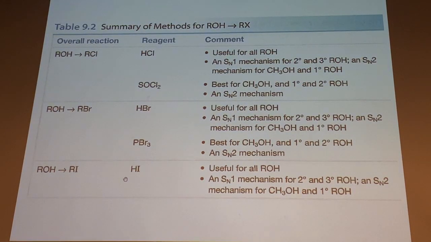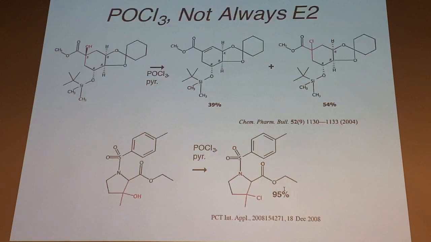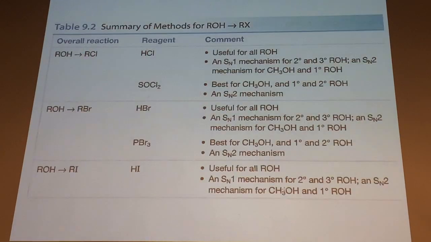Yeah, HI can work. I kind of discount that because of the inconvenience of HI. It's just too strong of an acid, hard to deal with. And a lot of times, alkyl iodide bonds are not stable. They're hard to isolate sometimes. But your book says it's useful for all alcohols. That's fine. And the mechanisms are similar to what we've talked about there. So I think that's okay. The next thing, oh, we'll do that later.